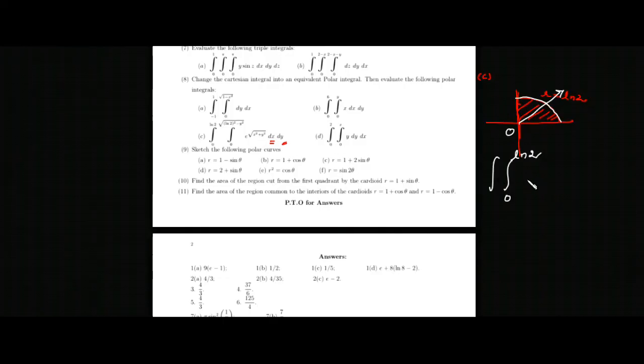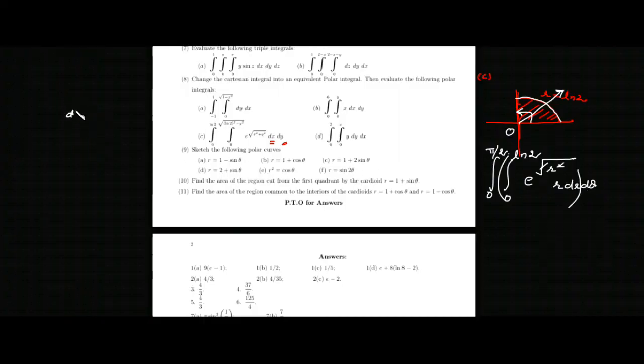Now you convert this function into polar, and dx dy will be replaced with r dr d theta. Now what are the limits for theta? Your theta is varying from 0 to pi by 2. So now you just evaluate this integral first, substitute the limits, and then integrate with respect to theta.